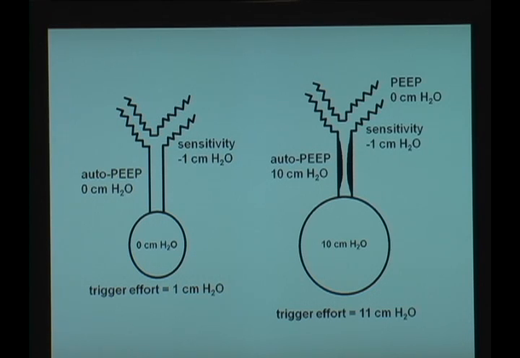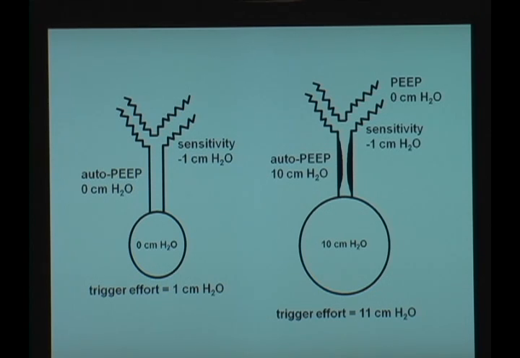So what if we change the trigger from pressure trigger to flow trigger? Is that going to help? No. Because not only will we get no pressure change in the proximal airway till we overcome the auto-PEEP, we will also get no flow change in the proximal airway. So it won't make any difference whether it's pressure triggered or flow triggered.